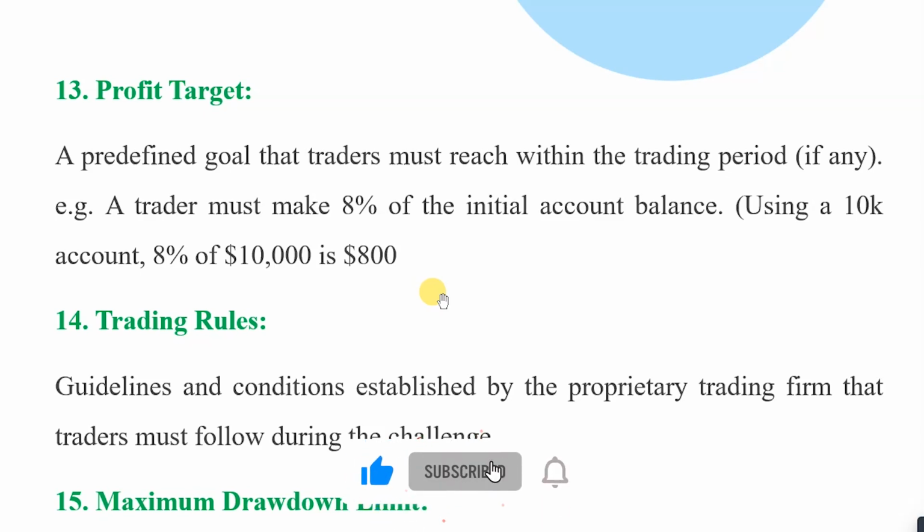So a trader must make 8% of the initial account balance. Using a $10,000 account, 8% of 10,000 is $800. So if you apply for a $10,000 account, you are expected to make 8%, or $800 profit. So if you add 800 to the $10,000 account, you have met the profit target for that account.